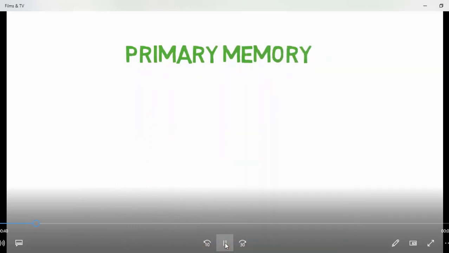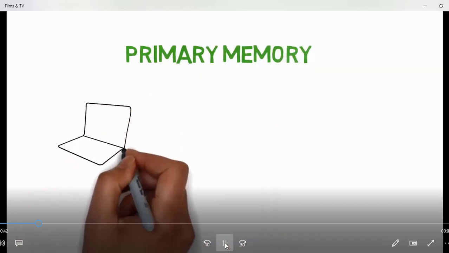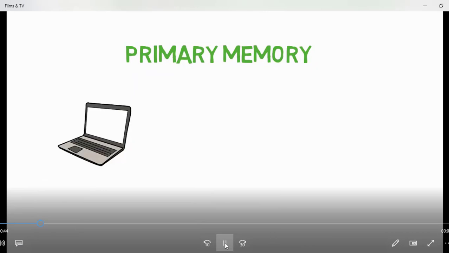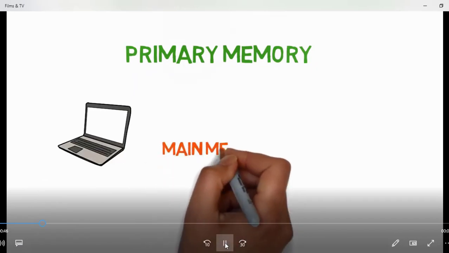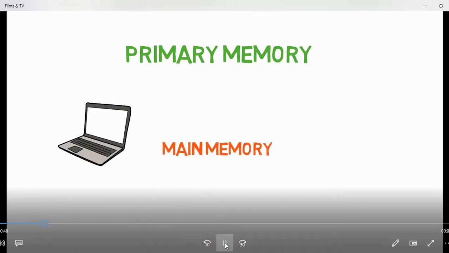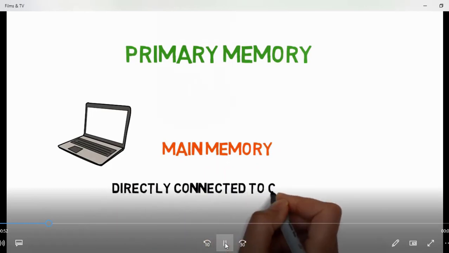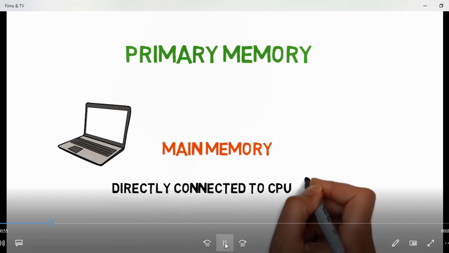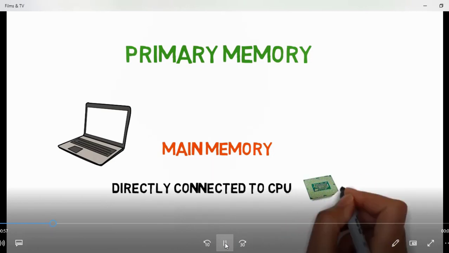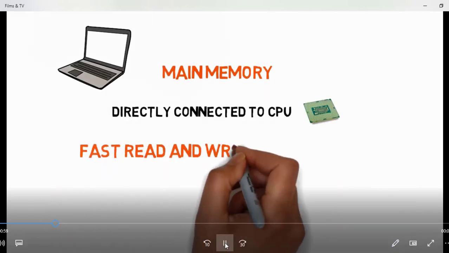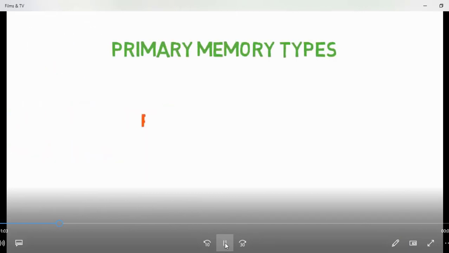Primary memory is also known as internal memory or main memory. It is a temporary memory and it is directly connected to the CPU. Its access is faster, it has limited storage capacity, and the cost is high. The primary memory is classified into RAM and ROM.